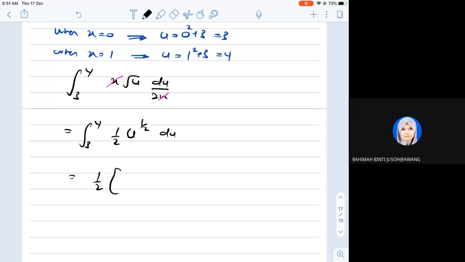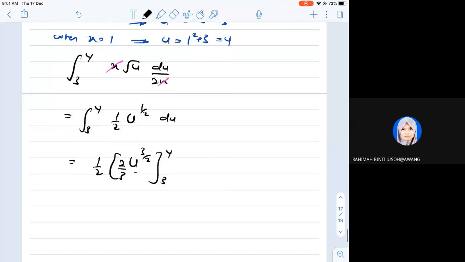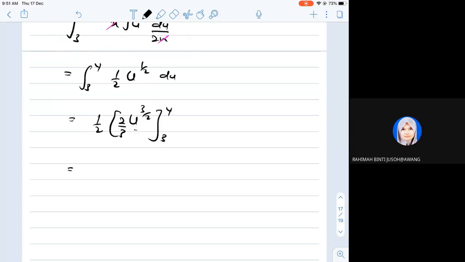It becomes 1 over 2, u to the power of 3 over 2 over 3 over 2. So I write directly, 3 and 4. So it becomes, what is this? So 1 over 3, 4 to the power of 3 over 2 minus 3 to the power of 3 over 2.